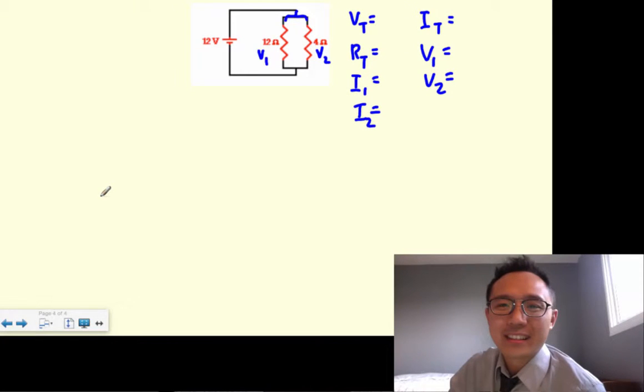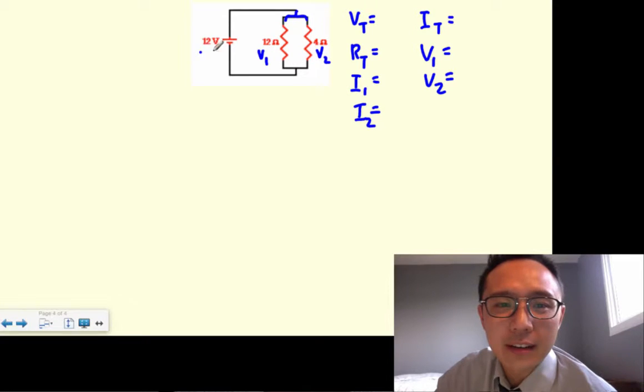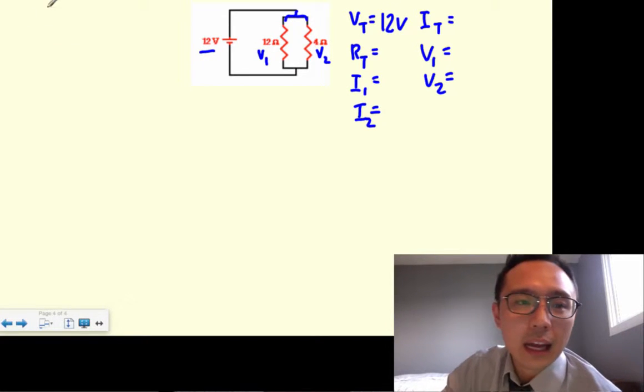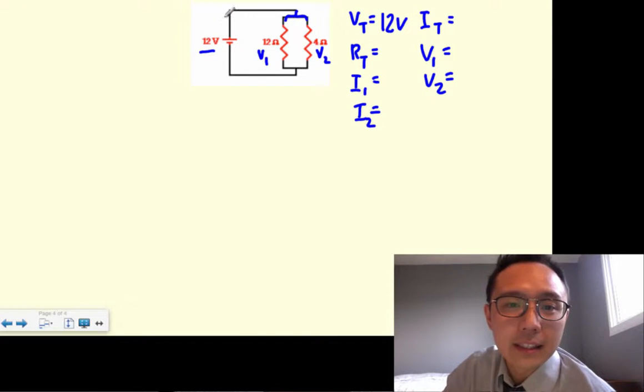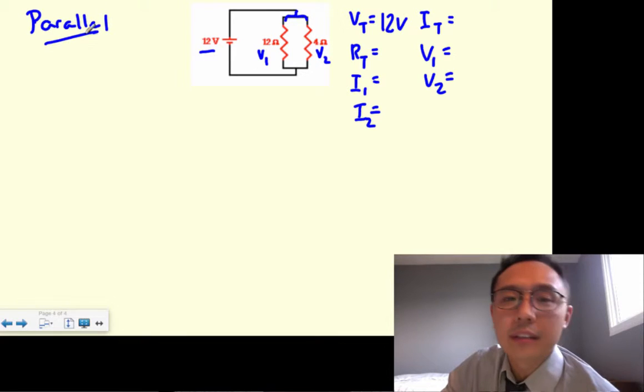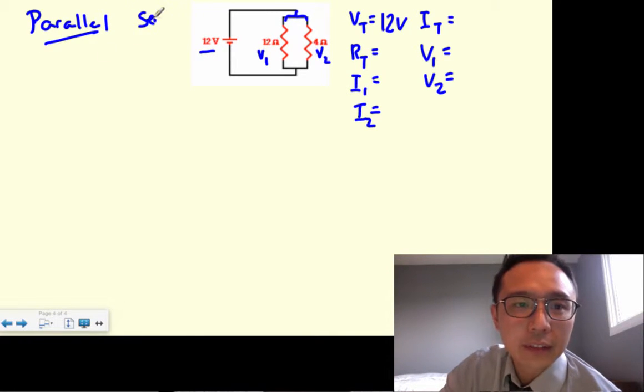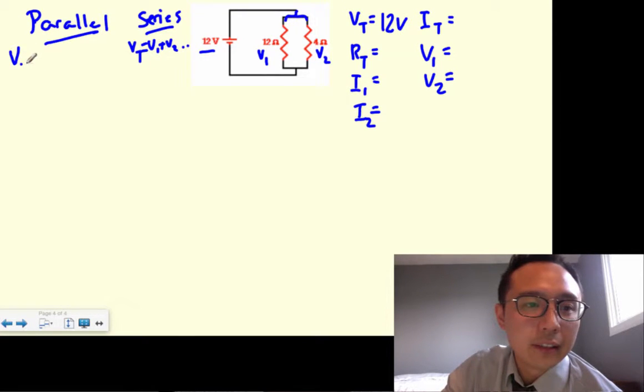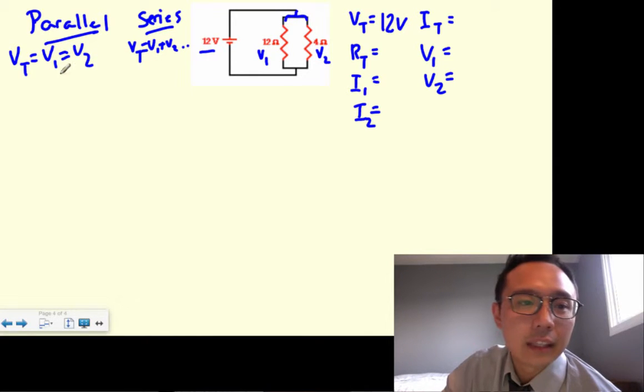Okay, so first thing, we can recognize that voltage is 12 volts. That's what we have. And remember, in a parallel circuit, so this is parallel circuit, sometimes I have to write this out just to refresh my memory. If I look at the series circuit, I know voltage is added, right? So then that means parallel is going to be the same. If one is adding, the other one's going to be the same.